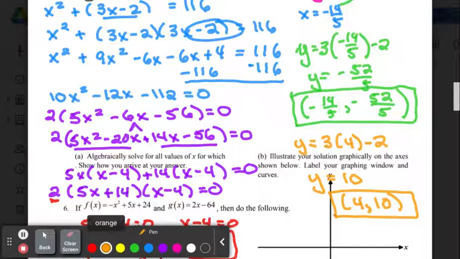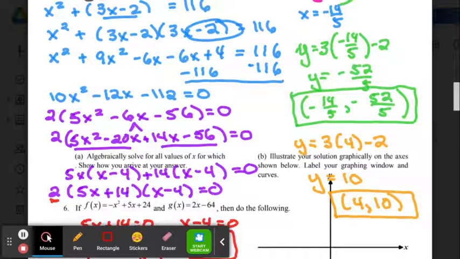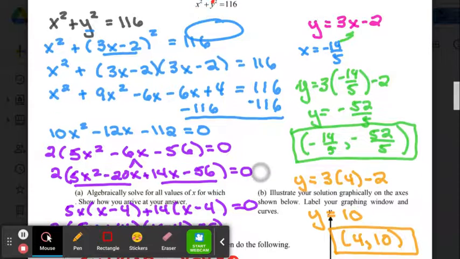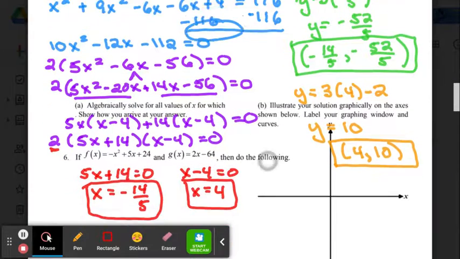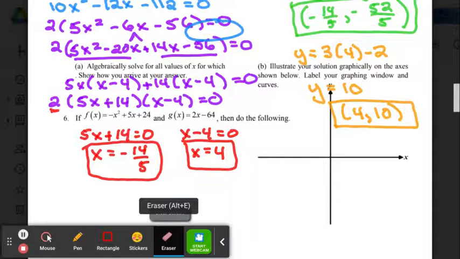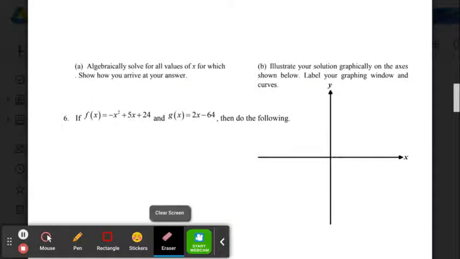Let's see if I can zoom in. That is how you solve a system. Aren't you glad we didn't make you do it the whole year? All right.